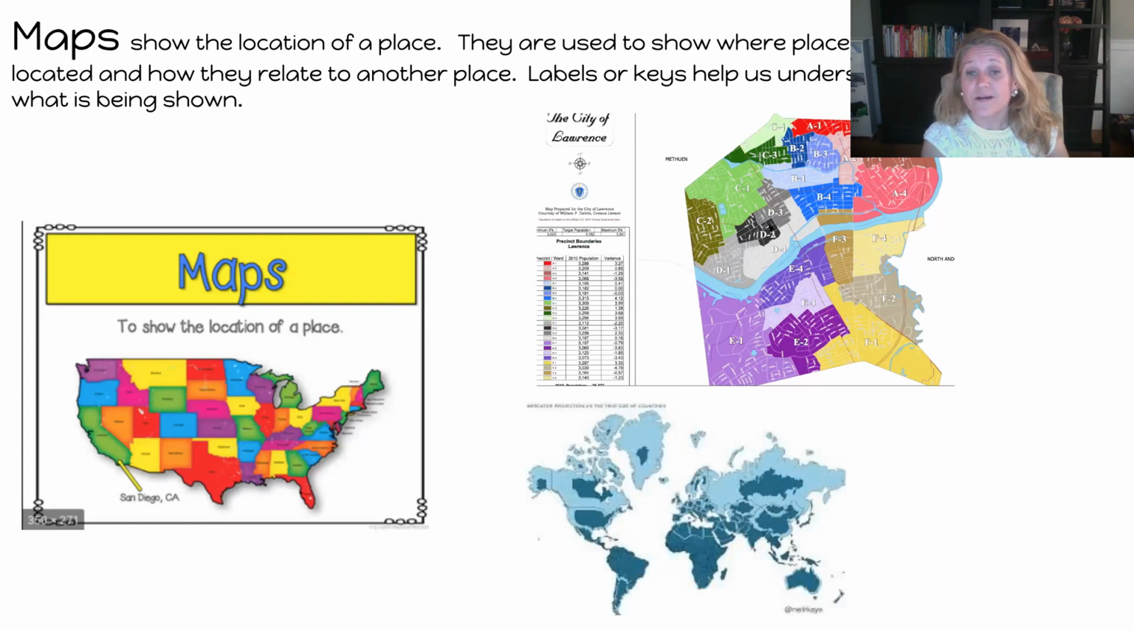Now, up here on the right, we have this colorful map. It's the map of the city of Lawrence. It tells us all the parts. Here we have the Merrimack River coming right through it in blue. It also lists Methuen up here, and it also lists North Andover.